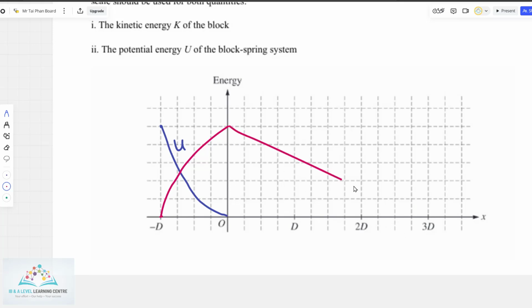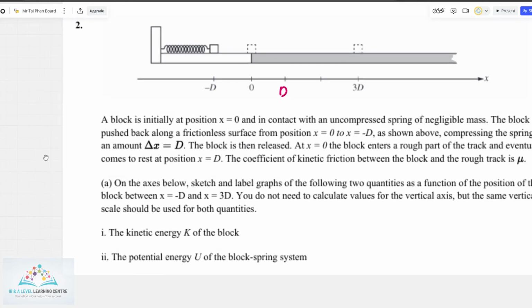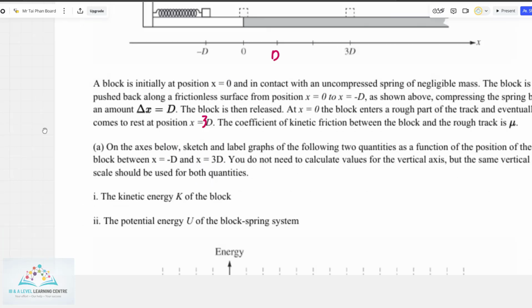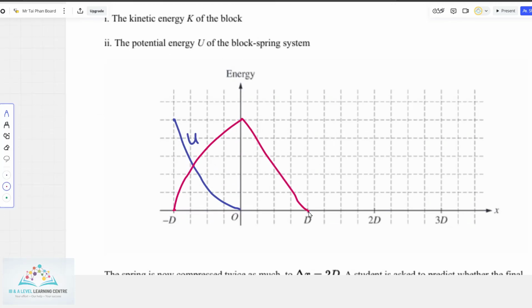But the problem is why it decreases up to 3d, because the problem statement says the object comes to rest at x equals d, not 3d. I think there's a typo here. I think this should be 3d, not 1d. This is not from a past paper. It is from a website or another book, so a typo is possible. It should be 3d, because if it's 1d, then the graph of kinetic energy decreases to 0 right here, not up to 3d. So up to 3d, the kinetic energy decreases gradually until 0 there.